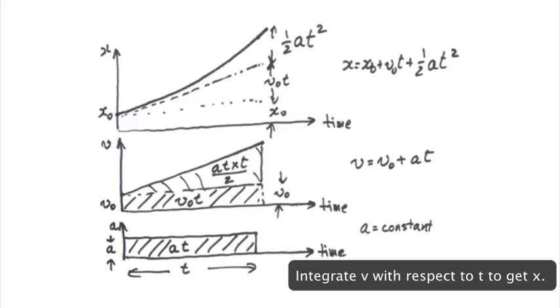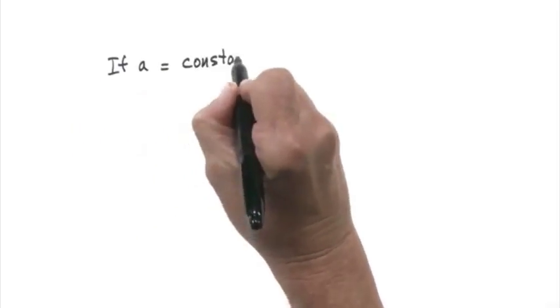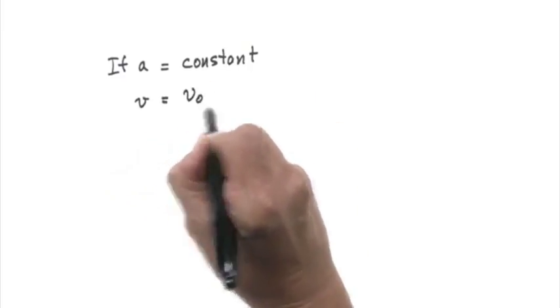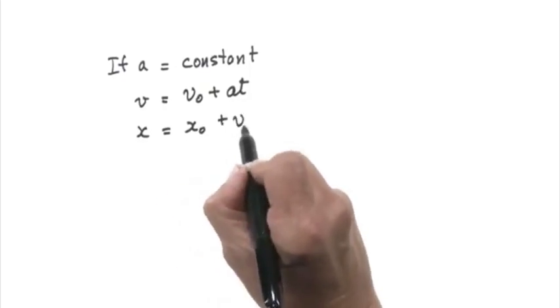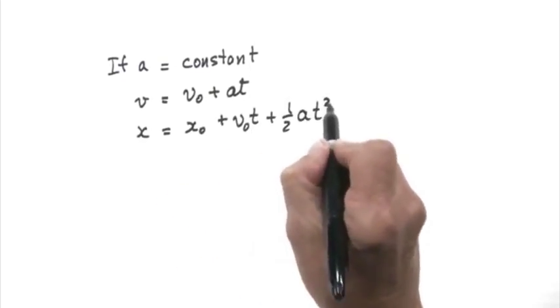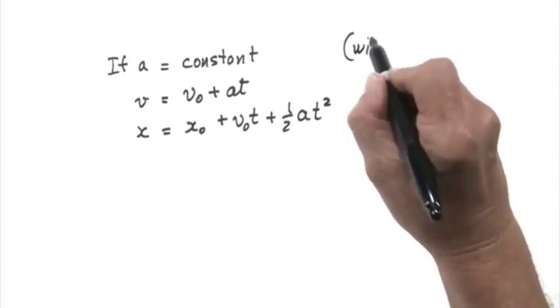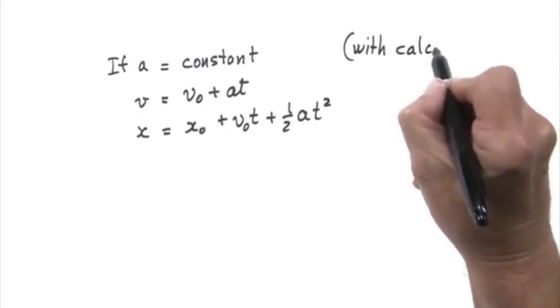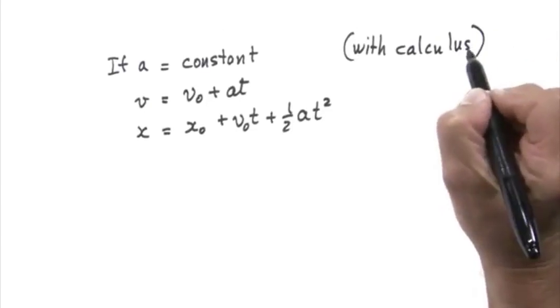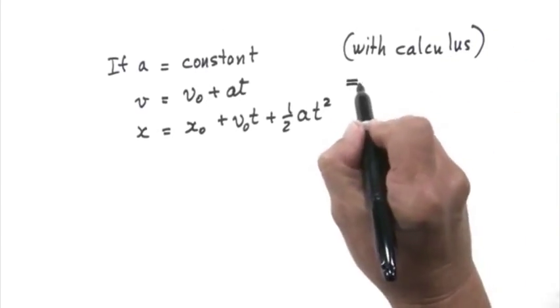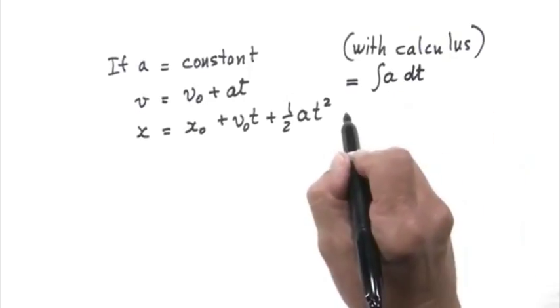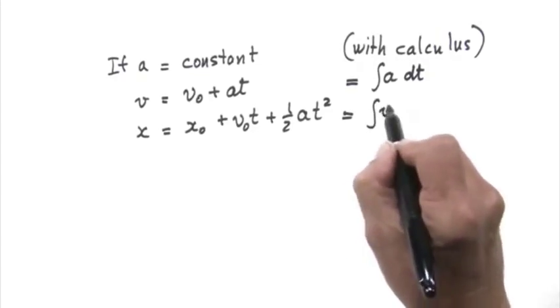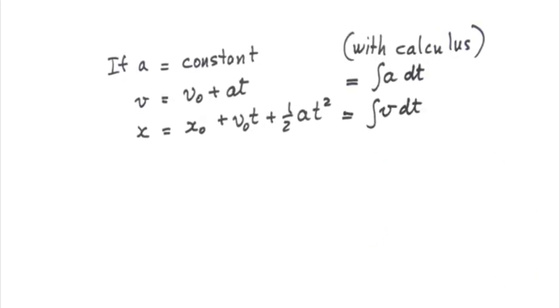Let's collect the equations from these three plots showing constant acceleration. a equals constant. v equals v0 plus at. x equals x0 plus v0t plus half at squared. In calculus, the slopes of curves are obtained by differentiation and the area under curves by integration. If you'd like to see kinematics presented with calculus, we have a resource for that, and we have another resource which is an easy introduction to calculus.